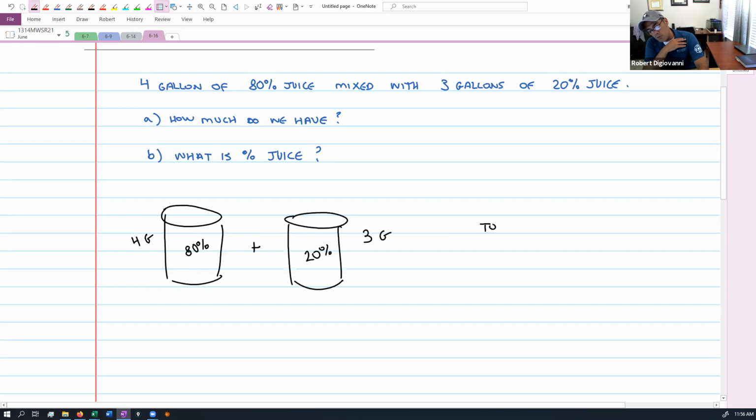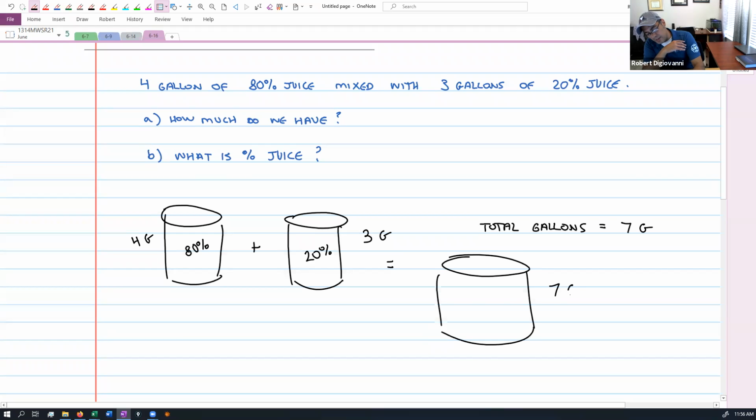So how many total gallons do we have when we mix these two together? This is the easy part of the problem. How many total gallons are there? 7, right? Just 4 and 3, we get 7. So we have 7 gallons in our mixture. When we add them, we've got this mixture and this has 7 gallons in it.